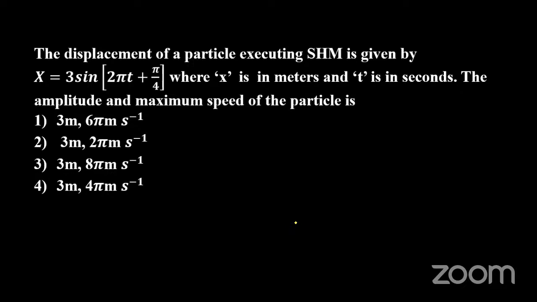The displacement of a particle executing SHM is given by an equation x equal to 3 sin(2πt + π/4). The amplitude and maximum speed of the particle. Okay. So the general equation is x equal to a sin(ωt + φ).